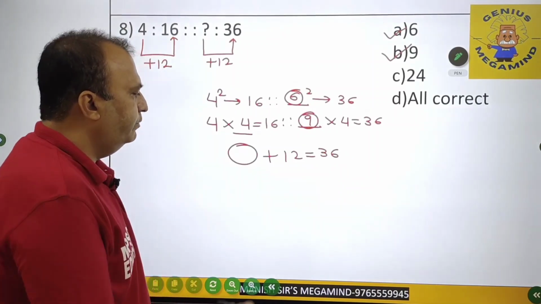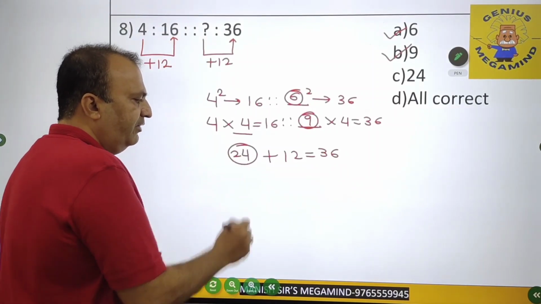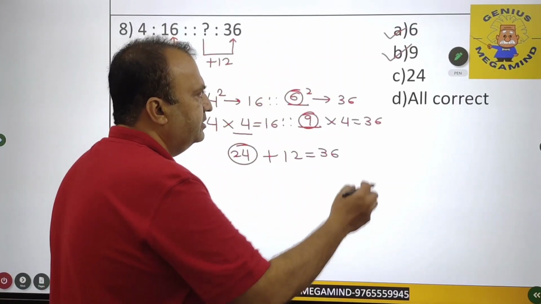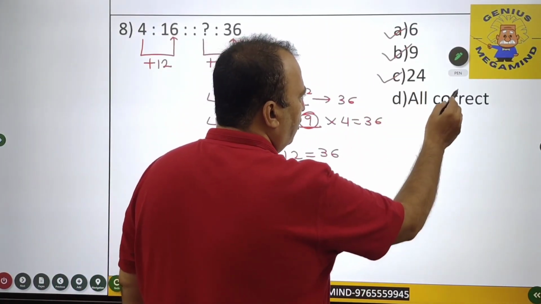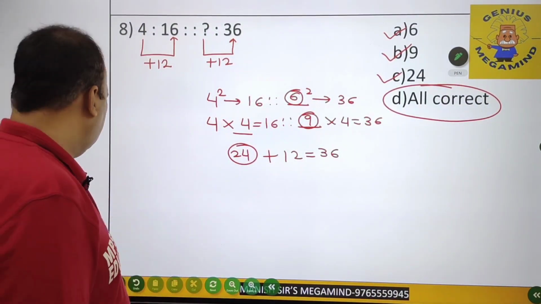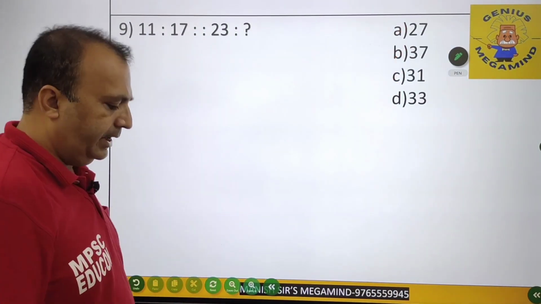Fine. So I have to include the number 24 here. 24 plus 12 is what? 36. So the answer can also be 24. So obviously the answer for this question is all correct. So that was question number 8.